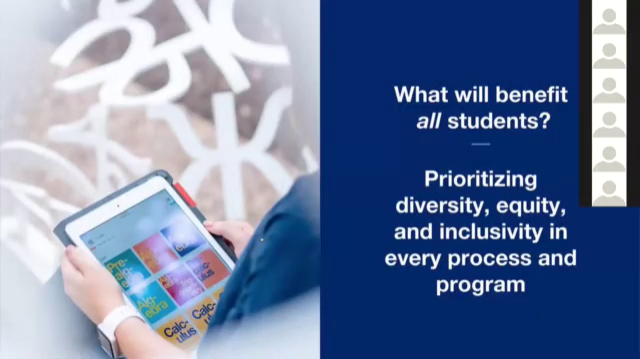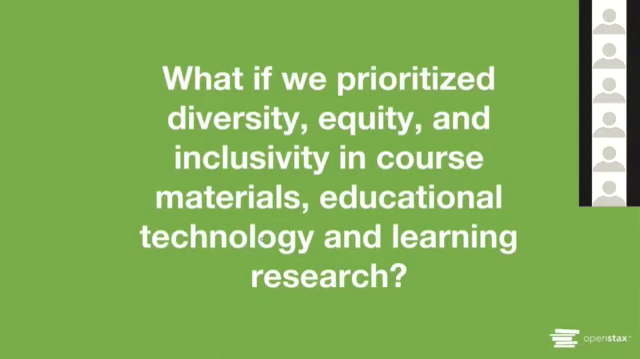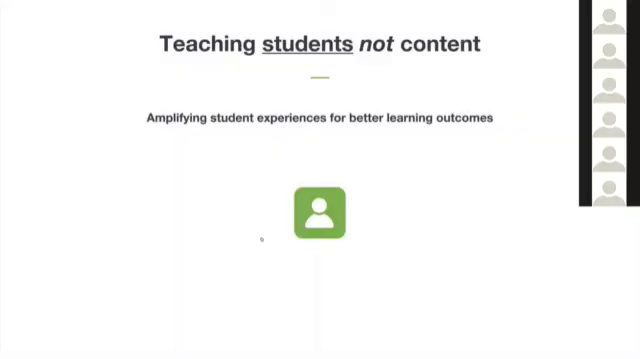Excellent. So I'm going to keep going. This is the next question that we like to think about when we think about what will benefit all students. And that's around prioritizing diversity, equity, and inclusion in every program and process at OpenStax. So, what would it look like if we prioritize diversity, equity, and inclusion in course materials, educational technology, and our research?